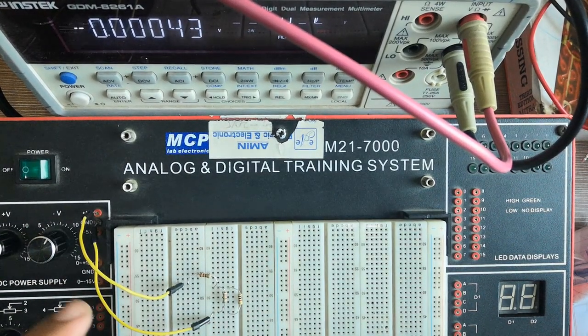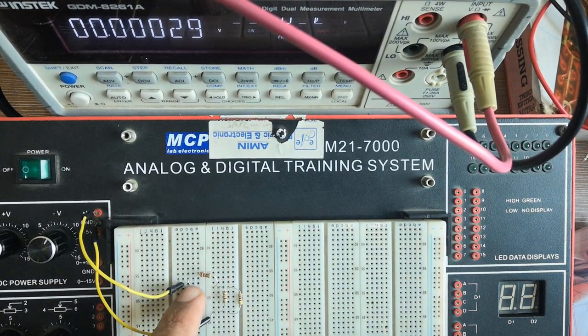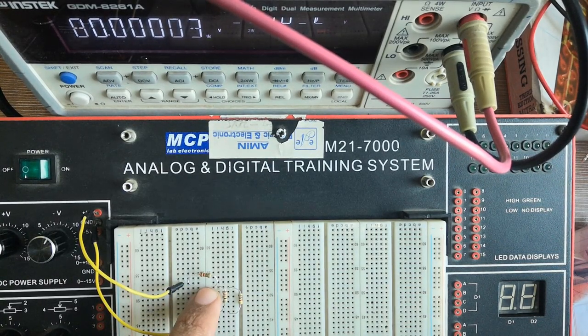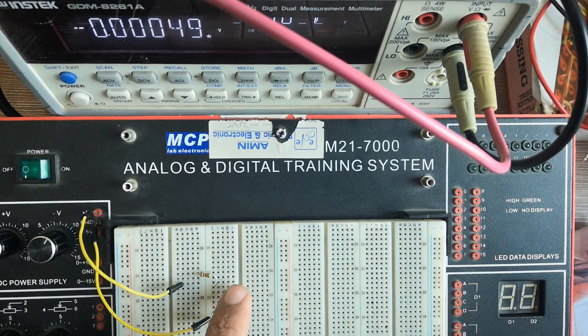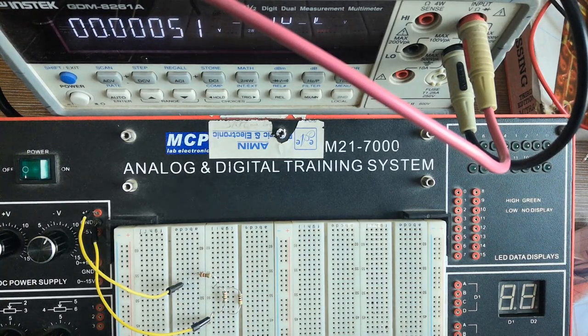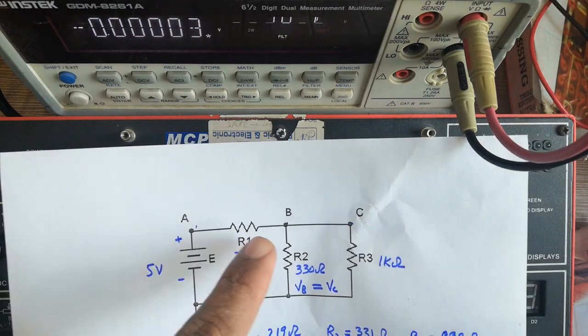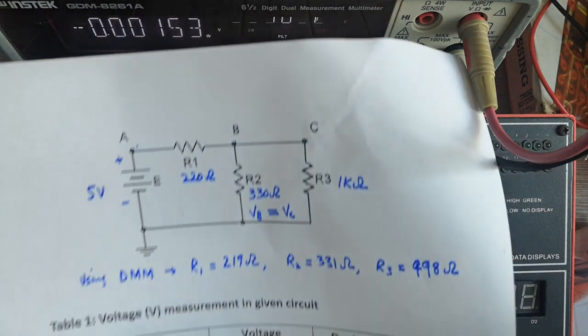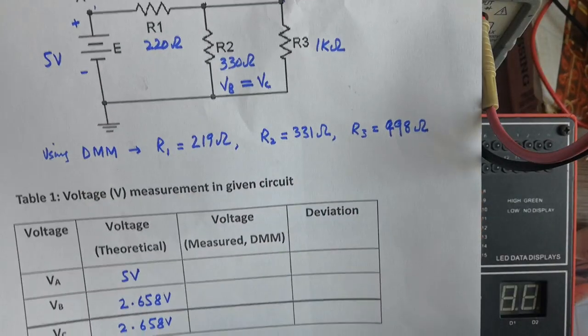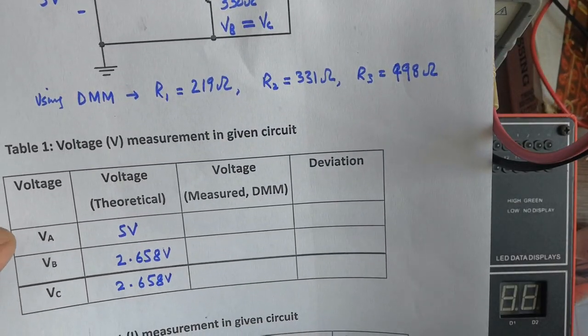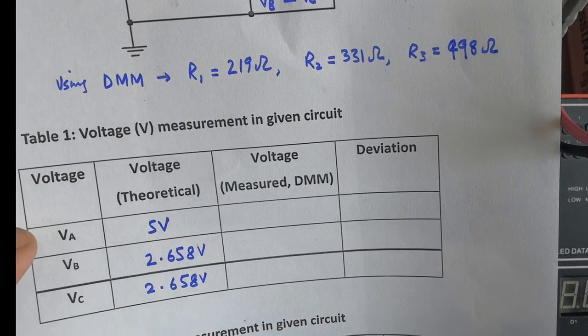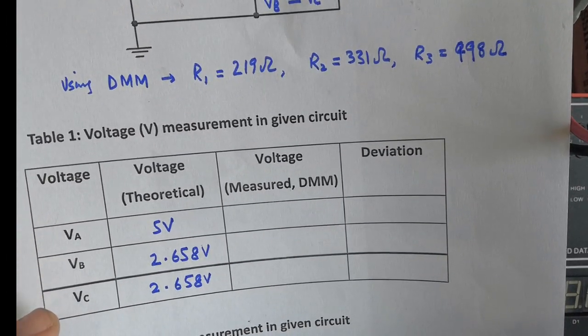Now according to the circuit, the meeting point of R1 and the power supply is point A, while the connected node of R1 and R2 is point B, and the point between R2 and R3 is considered as point C. We have to measure the voltage at three different points: point A, point B and point C, and after measuring the values we have to put them into table number 1, where we are considering voltage A, voltage B and voltage C.